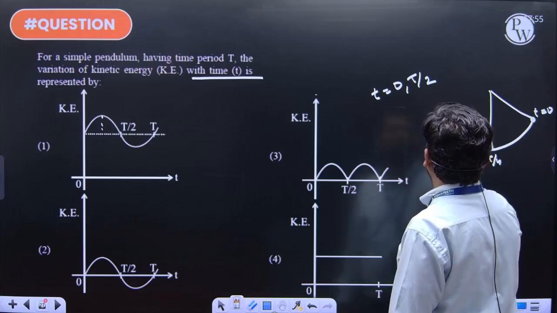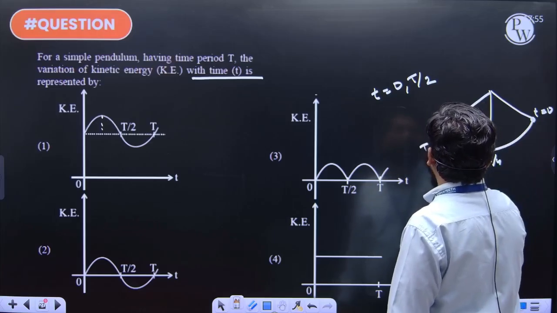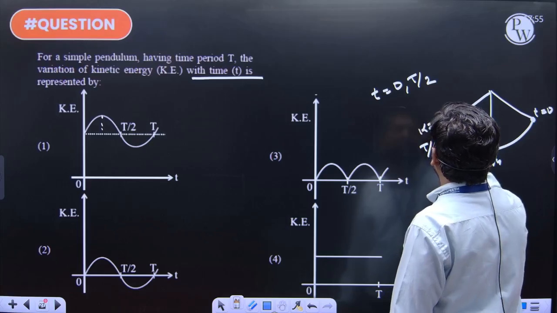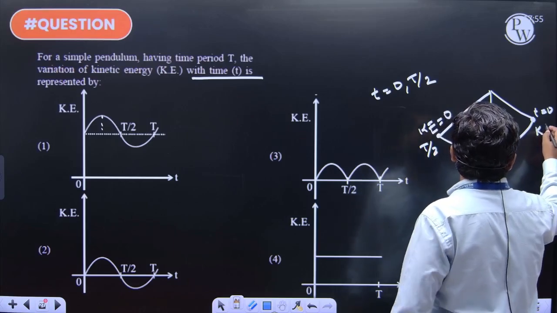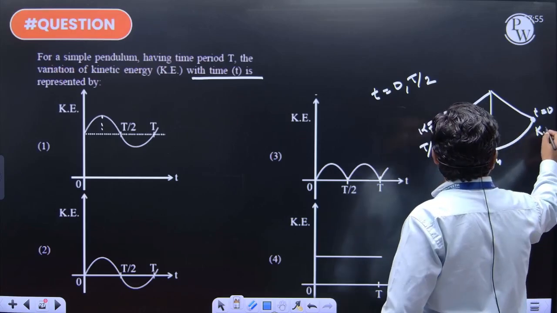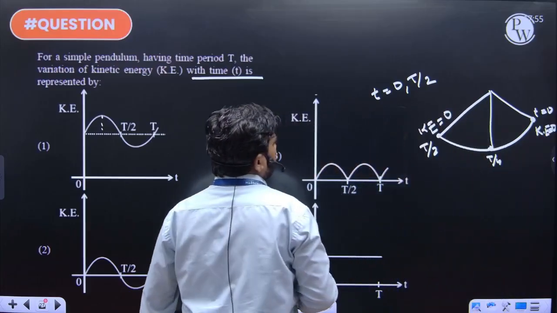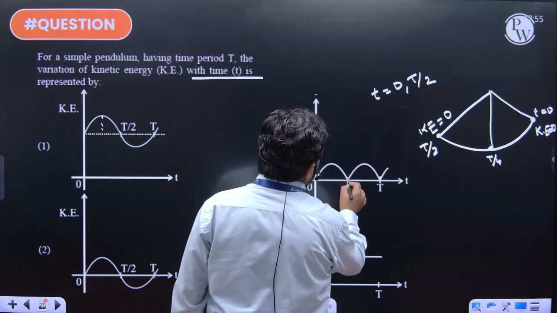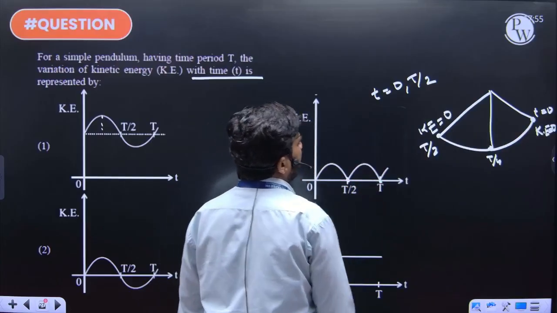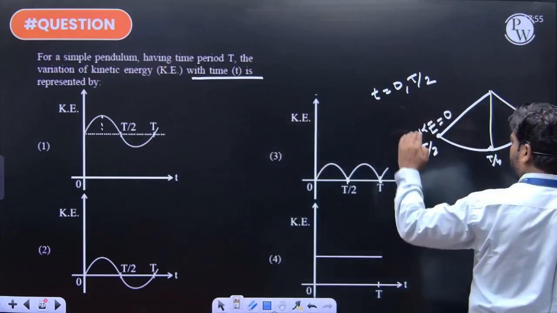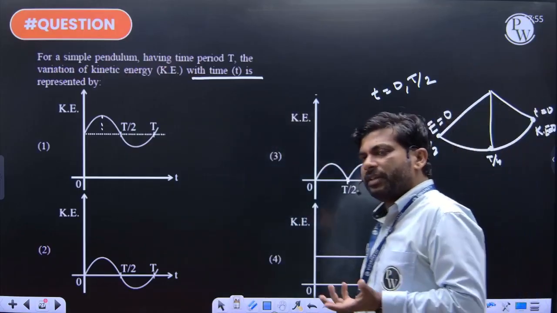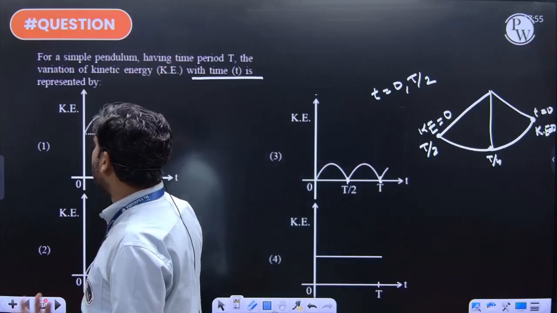Then again it will go this side. Again at T by 2, its kinetic energy will be 0. Kinetic energy will be equal to 0 at t is equal to 0, right? Initially. Yes or no? So at T by 2 or at T, it is at extreme position, and at extreme position you know that its velocity is 0, that's why kinetic energy is 0.